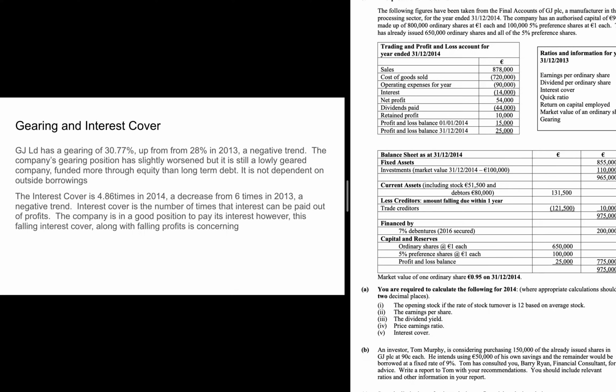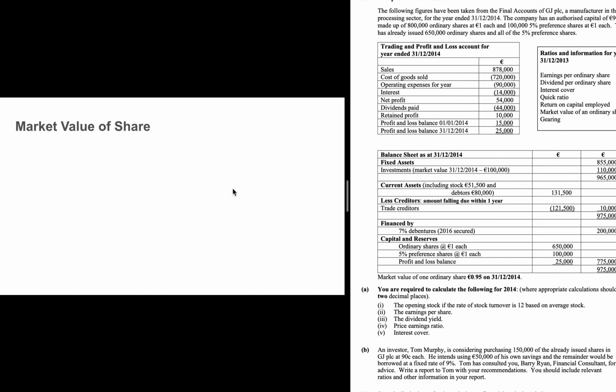So explain what interest cover is. It's the number of times that interest can be paid out of profits. Now, 4.86 times is high, but when you put it along with your falling profits and your poor liquidity, that would be concerning for potential investors. Okay, so that's that in. So even though the gearing is low, we can say they're still in a poor position.